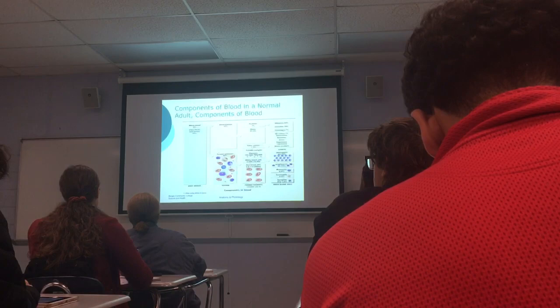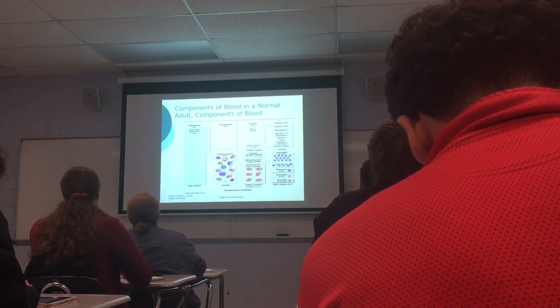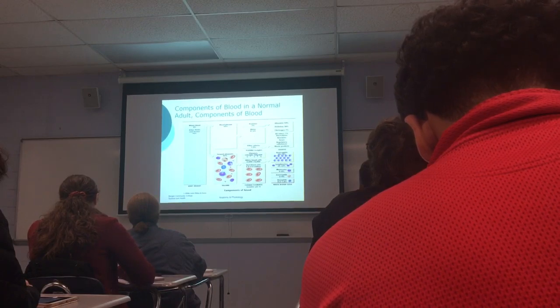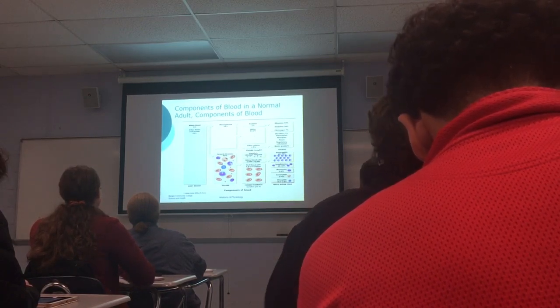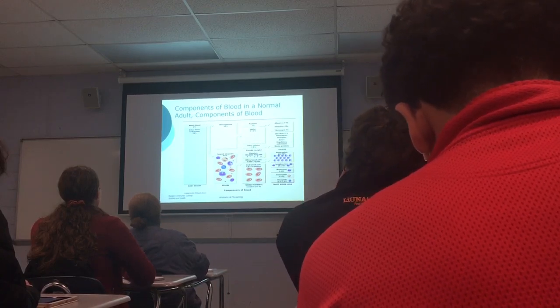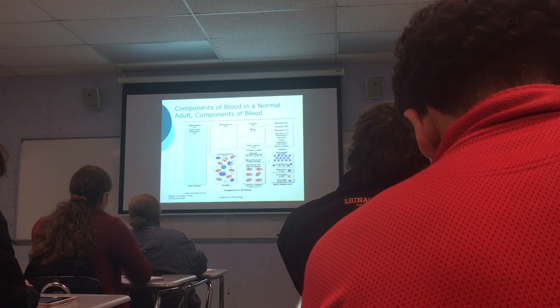All right, let me just go here, it's a little easier. So whole blood is about 8% of our total body weight. Again, it's 55% plasma and 45% all these little cells in here. So our plasma is about 92% water.